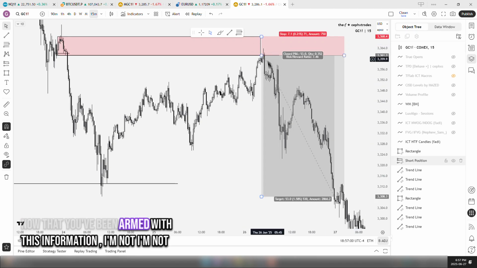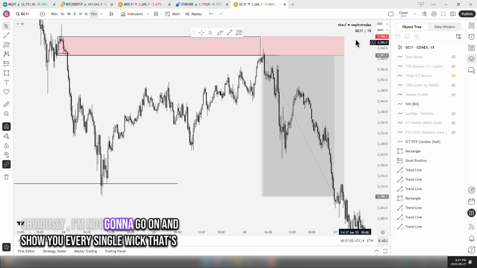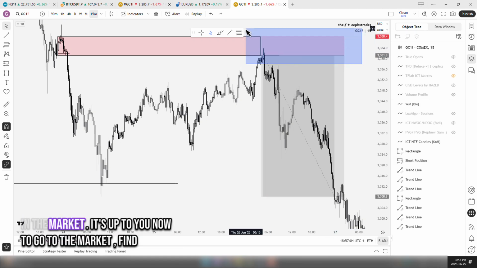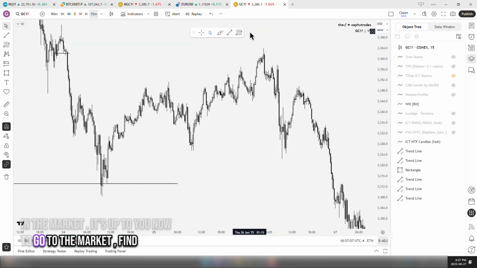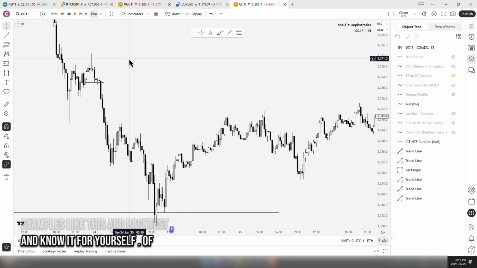So now that you've been armed with this information, I'm not going to go on and show you every single wick that's in the market. It's up to you now to go to the market, find examples like this and backtest, and know it for yourself.